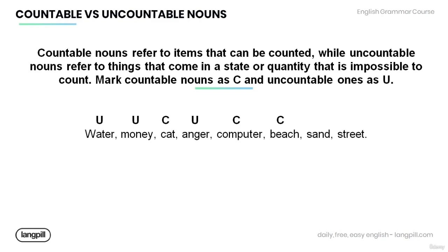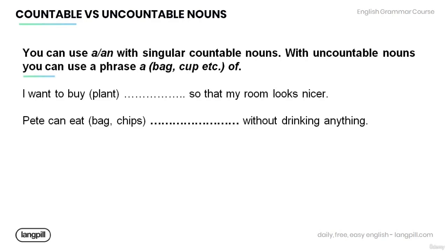Countable. Sand. Uncountable. Street. Countable. Note that you can use a or an with singular countable nouns, and with uncountable nouns you can use a phrase like a bag of, a cup of, etc. Now read the following sentences and fill in the blanks using the appropriate form of the countable or uncountable noun.